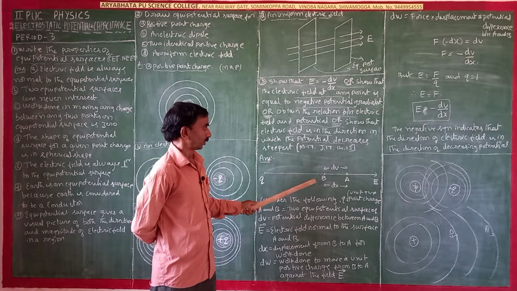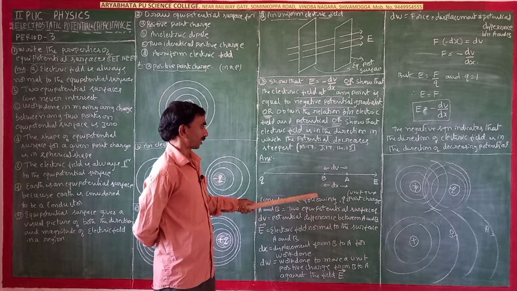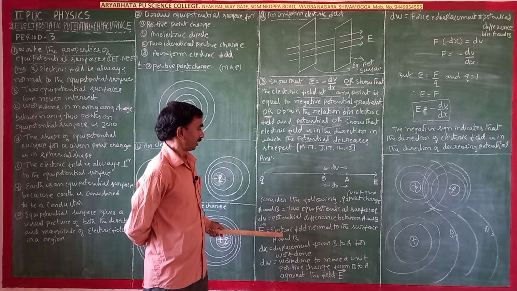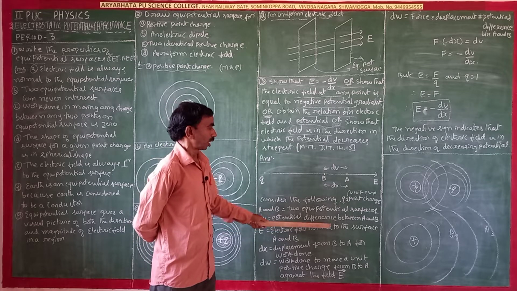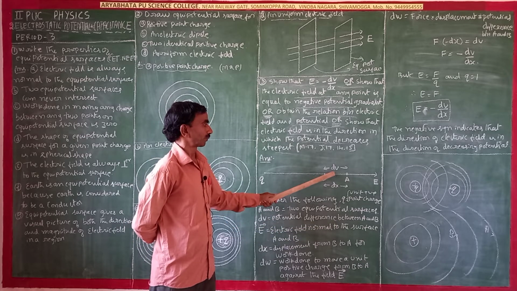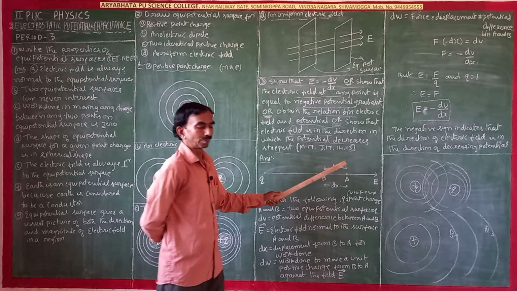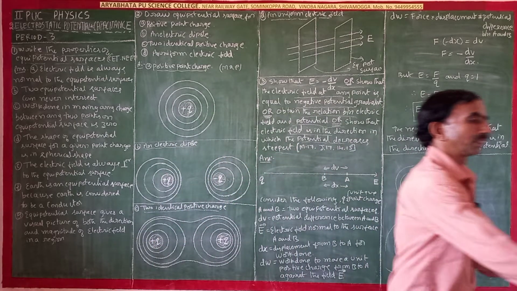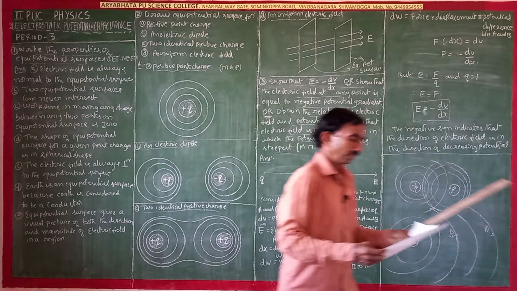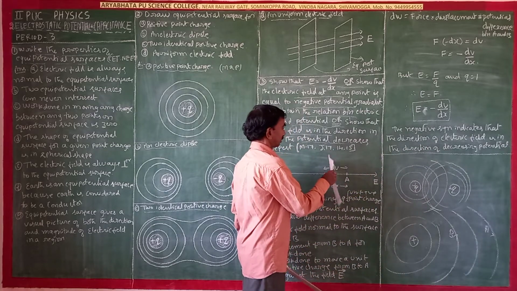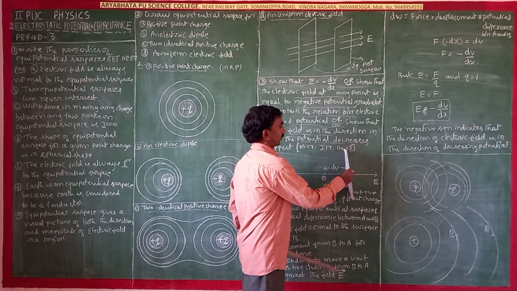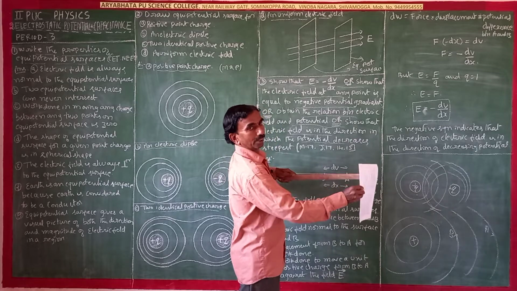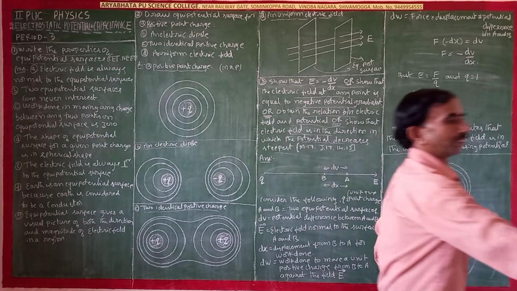E is equal to the electric field normal to the surfaces A and B. Normal means, so this surface is like this, and this is another surface. The electric field is in this direction, normal, 90 degrees, so like this.